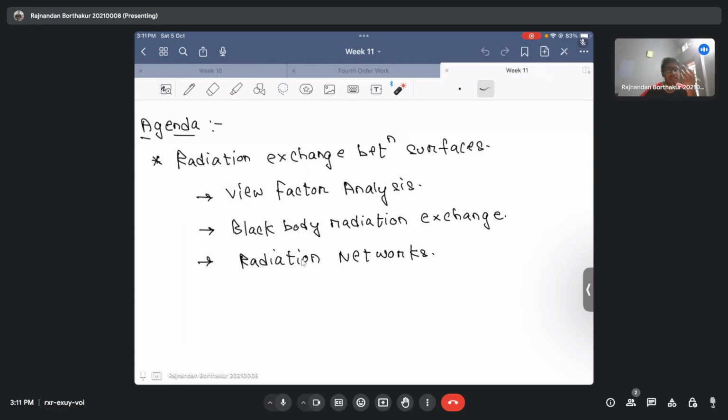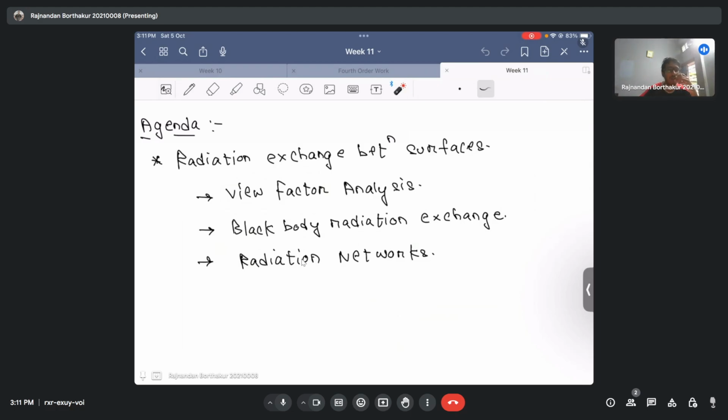But the natural question that arises is, if I now have a body at a given temperature, how much of its radiation is being intercepted by another body located at some distance from this body, which of course should be known. This is the question that we seek to answer. And that's why we also need to develop an understanding of something known as radiation exchange between surfaces.